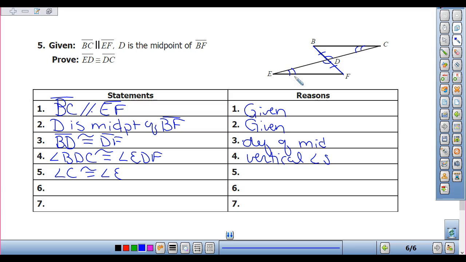Okay, so if I chose those 2 angles, how are my triangles congruent? Those are alternate interior angles. Is my side in between my 2 angles? No. So it's not angle, side, angle, it's angle, angle, side, okay? So if I've got angle, angle, side, I've got triangle BCD is congruent to triangle, what goes with B? F. What goes with C?